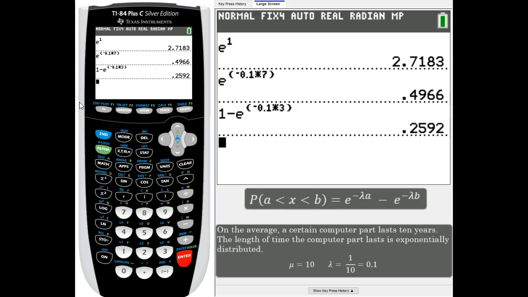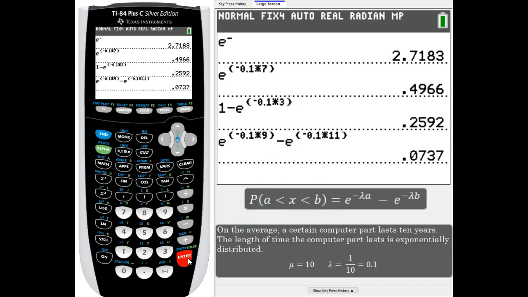So if it is in between, I am just going to go second e to the x, my negative lambda times my lower boundary, okay? And then I want to subtract the upper boundary. So I did hit the over key to get out of the exponent. I don't know if you saw me do that, but I did. Second e to the x. My exponent is negative lambda times my upper boundary of 11. You'll see my little cursor is still up there in the exponent. If I want out of the exponent, I could just hit over and it gets out of that exponent. Okay. If you were in between two values, exponential function of the lower boundary minus exponential function of the higher boundary. So the probability that my part will last between 9 and 11 years is about 0.0737.